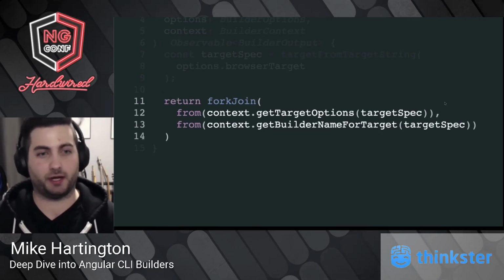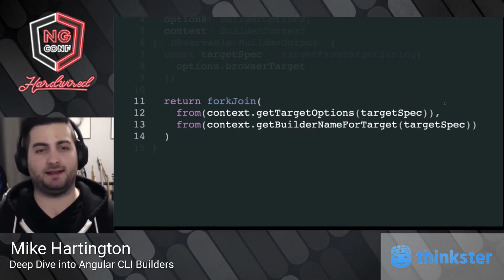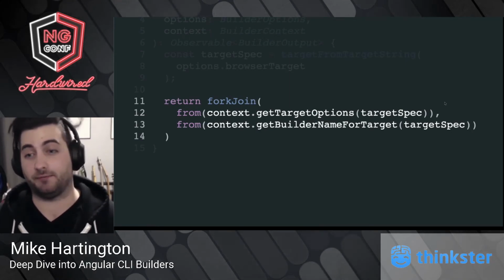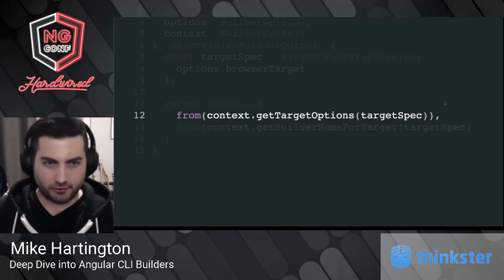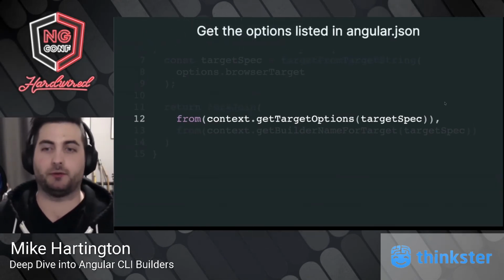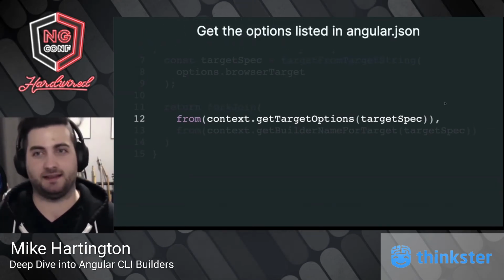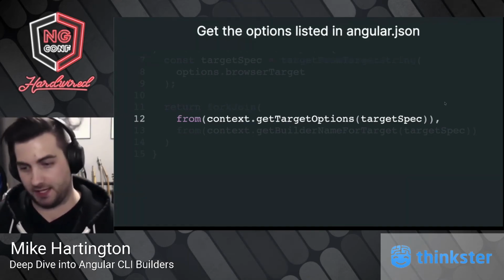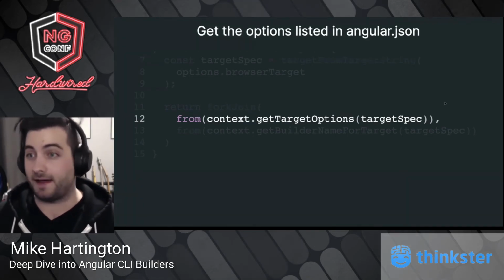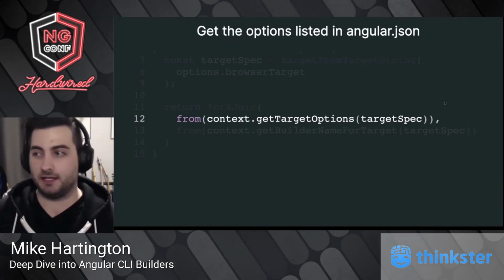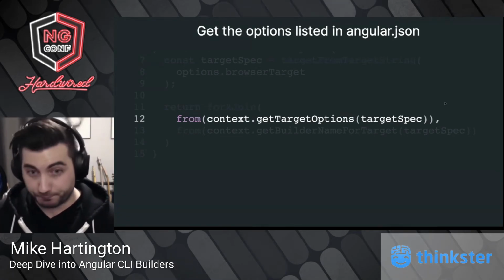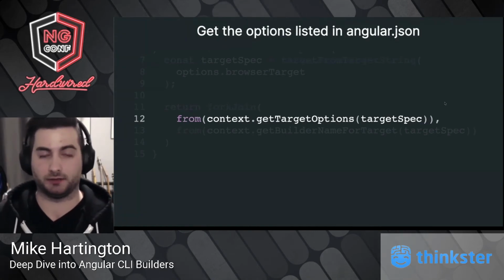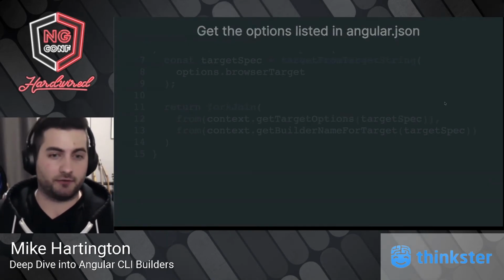So we'll use fork join, and we're going to call context.getTargetOptions and context.getBuilderName for target. So the first one is going to go through and get all the listed options in the angular.json. These could be things like whether or not we want to include certain files or certain assets to our builder. We're just going to get all those and return them to our current builder.